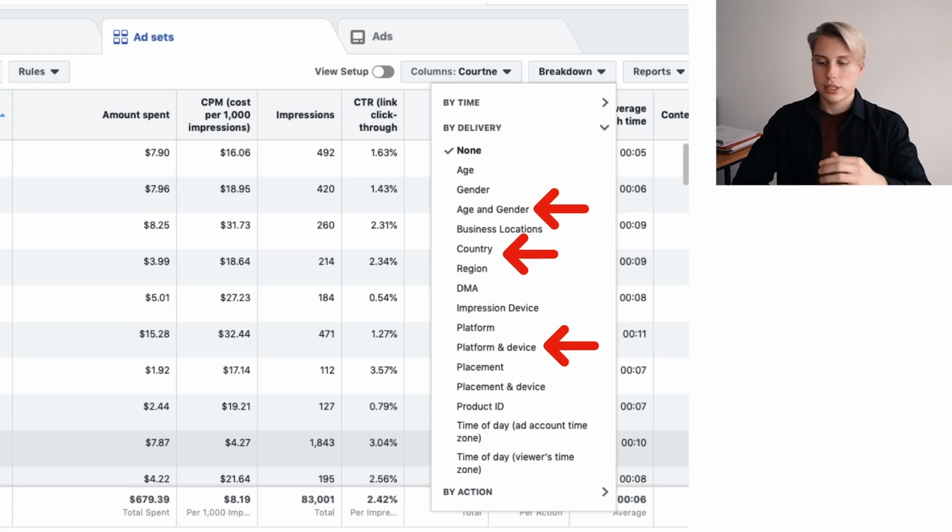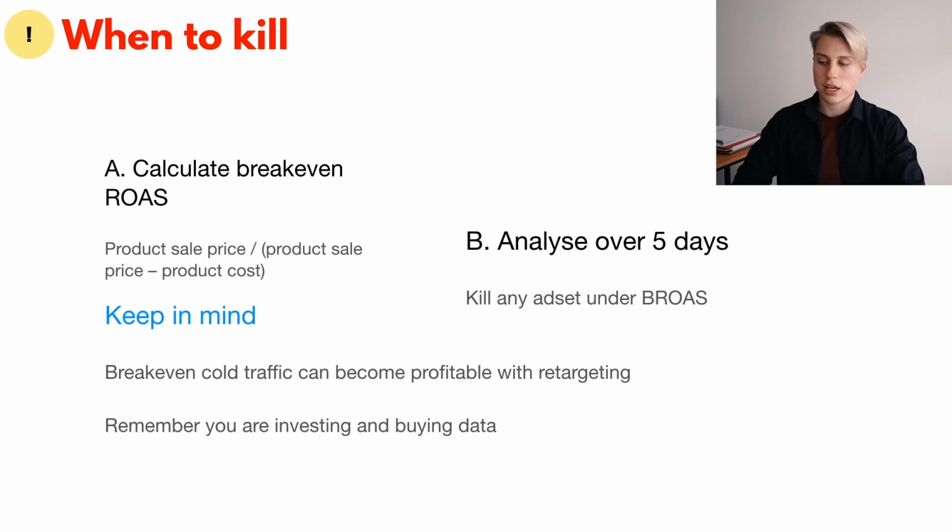All right, so the very next thing is when to kill. So, you know, you're running all these ad sets, you're spending all this money, you're gathering all this data. When is the correct time to kill an ad set which doesn't look like it's working? Okay, so I would calculate your break-even ROAS. To do this, you basically just say your product sale price divided by, in brackets, your product sale price minus your product cost. And that will give you your break-even ROAS.